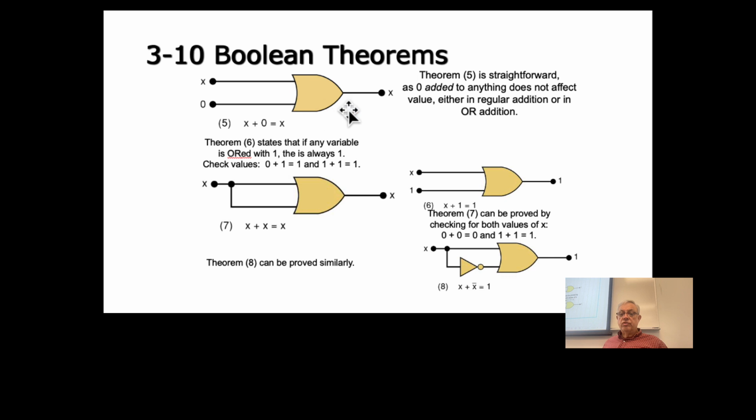A or 0 is going to get A, because 0 has no impact on an OR gate. X or X, that's going to be an X out. If we look at X or 1, the 1 overrides, so I'm going to get a 1 out.